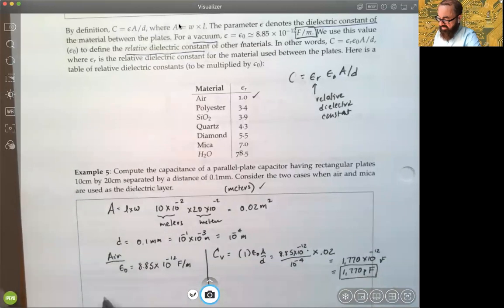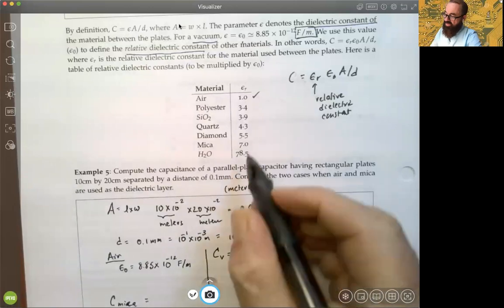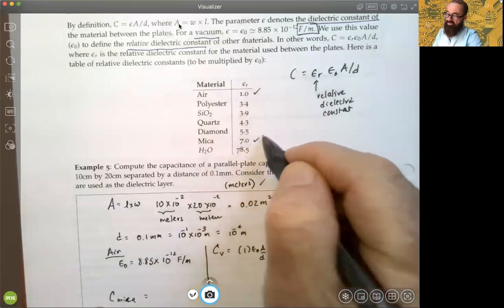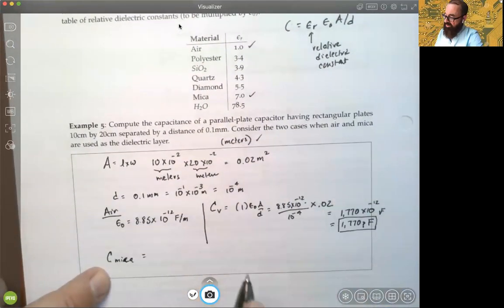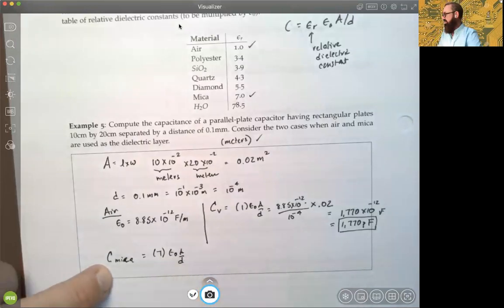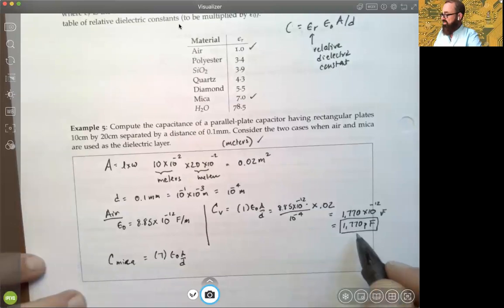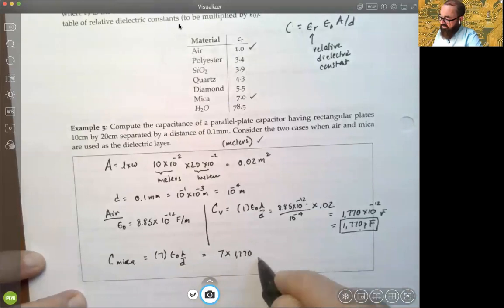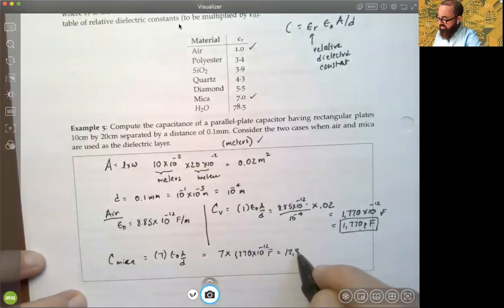Now, if you had mica, so the capacitance for mica, you would have to use the relative dielectric constant, which for mica is a factor of 7 times that of air. So you would have 7 times epsilon 0 A over d, okay? All you have to do is multiply this value by 7. So we know automatically it's 7 times 1,770 times 10 to the minus 12 farads. And that just turns out to be 12,390 picofarads.